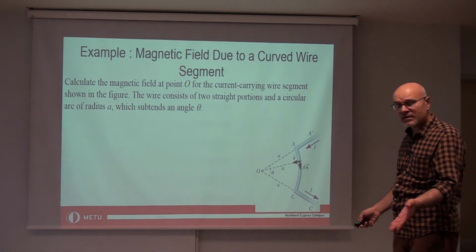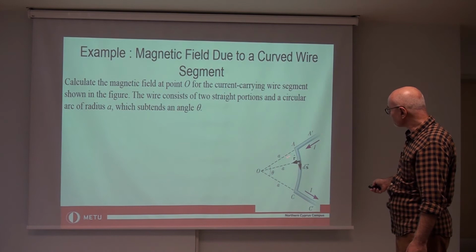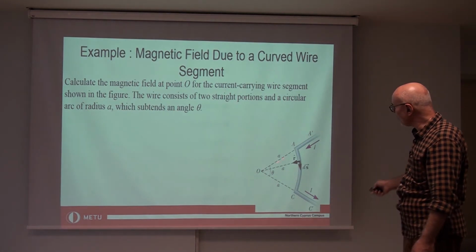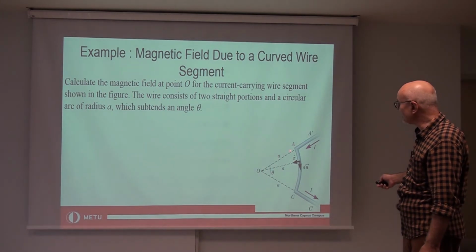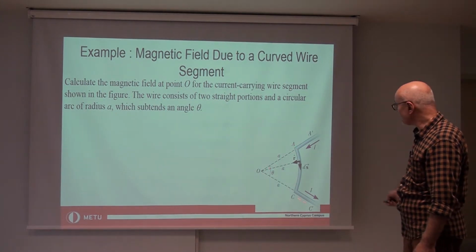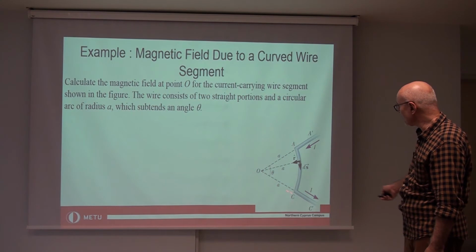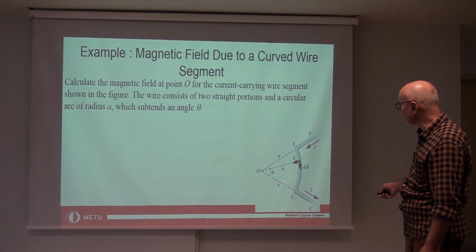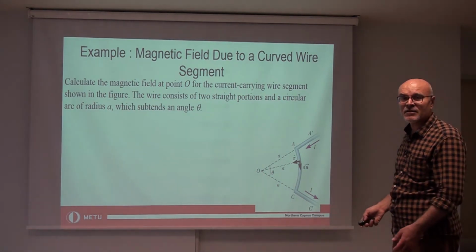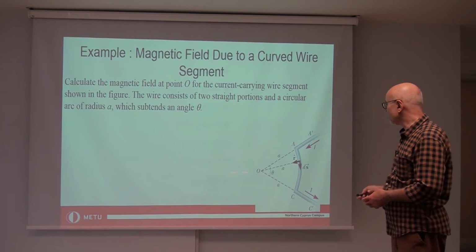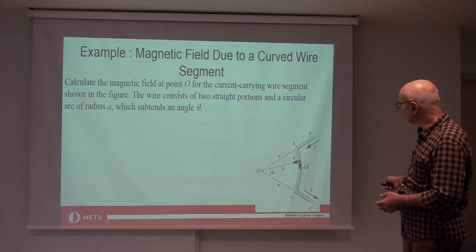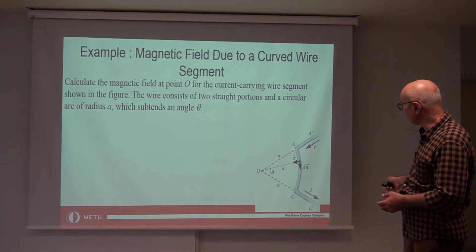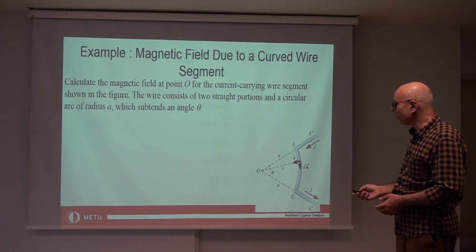The reason for this, as you know, is that this part lies along the direction of flow of the current, so sine theta is 0. Here, sine theta is pi, it's opposite to the direction of the flow of the current, and therefore, as we have said before, we have no field due to these. So the only field is due to this arc, the current flowing along this arc.